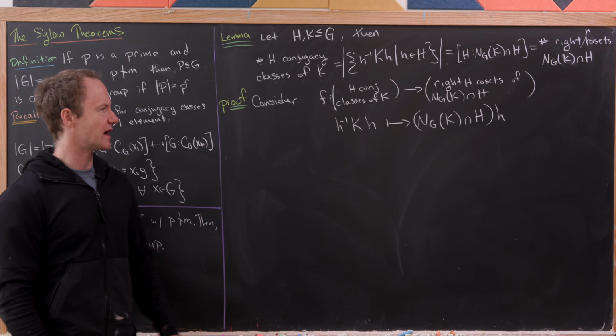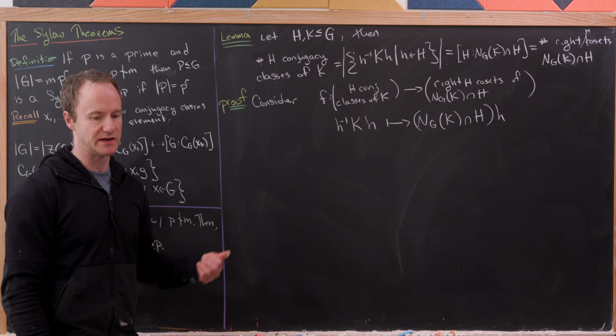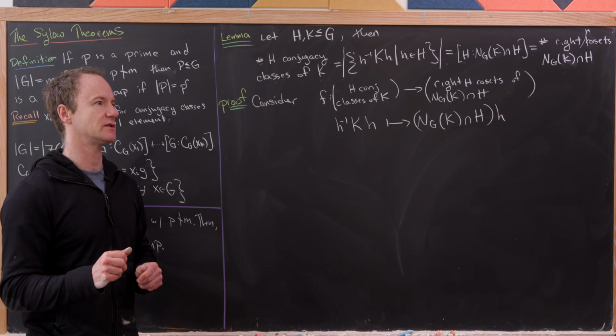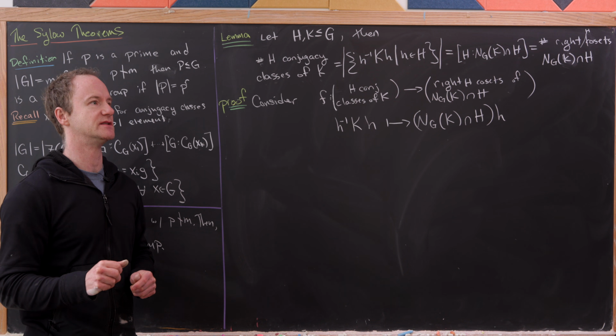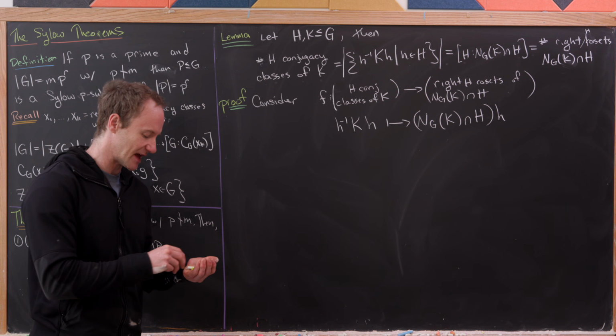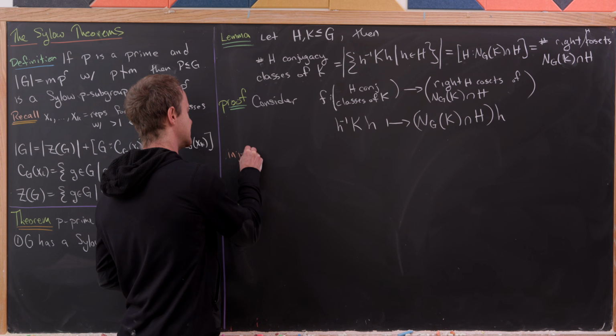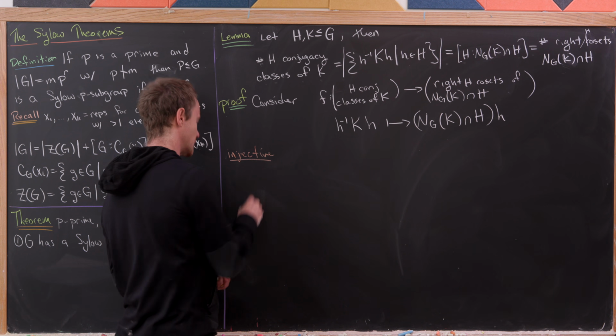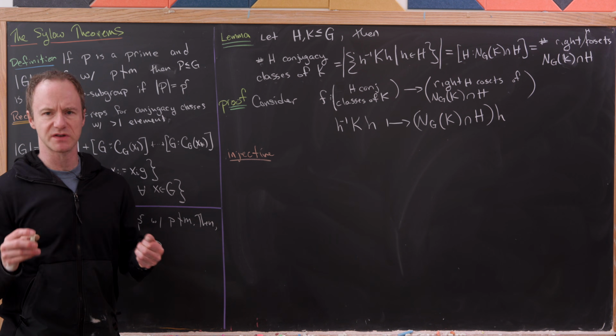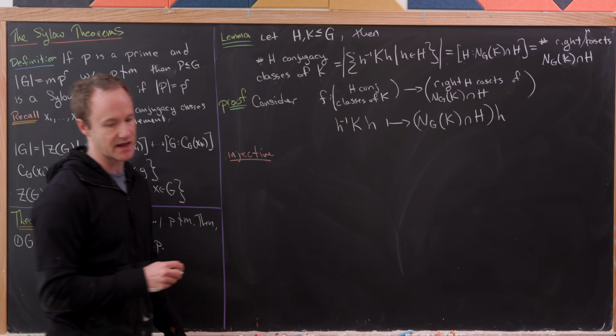You might worry that conjugacy classes have representatives, so they might have different names, if you will. So you might want to check that this is well defined. I'll leave that to you. We'll just focus on showing that this is injective, which is actually not so bad and allows us to review some rules about when cosets are the same.